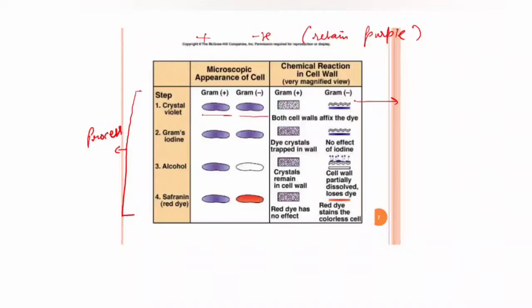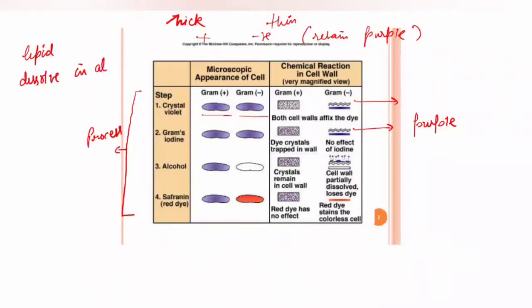So for the first step, we take the slide containing the bacterial cells. Then we pour the crystal violet. After retaining the crystal violet dye, both the bacteria, either Gram-positive or negative, stain purple. Then we add Gram iodine. Gram iodine is a mordant that will stabilize the dye inside the cell.